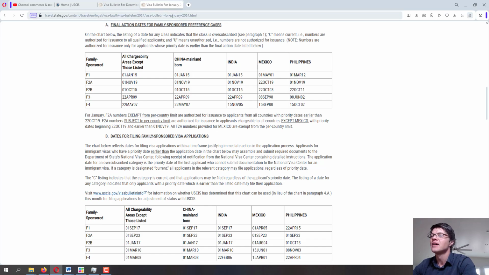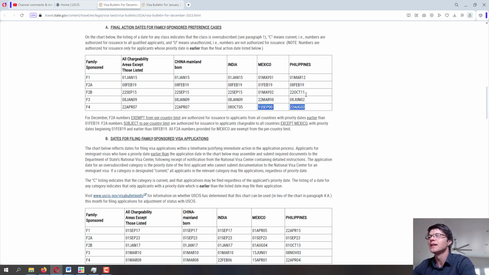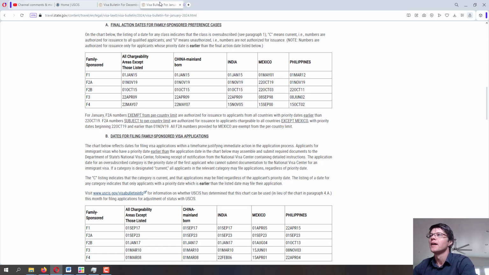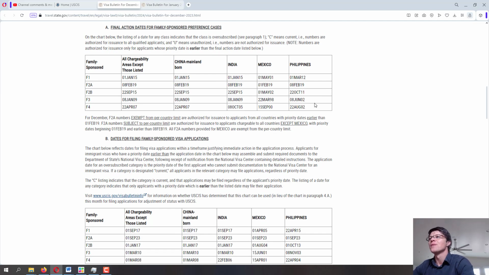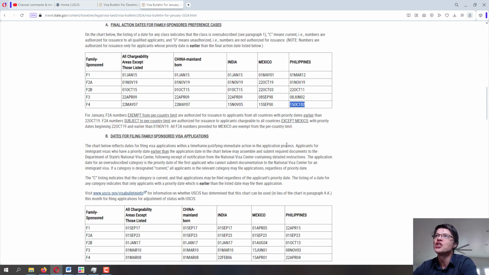And then for Philippines, okay, so there is one category that actually moved. Well, there is a couple of categories that moved for Philippines. F2A also moved, but also for F4, it's October 2002, so from August to October, 2 months, Philippines moved for the F4. So that's really it. That's the movement for January 2024 Visa Bulletin.